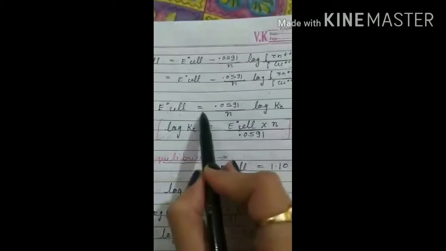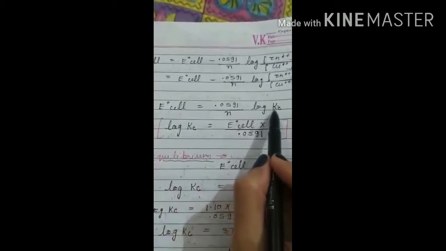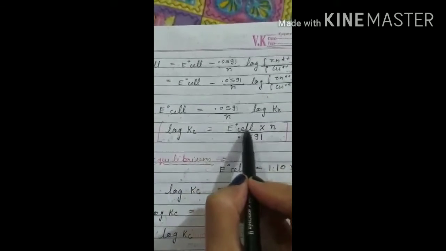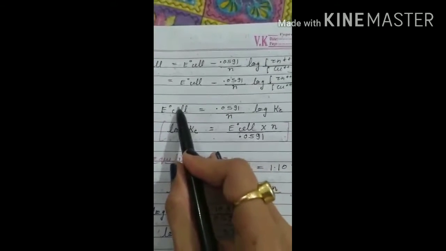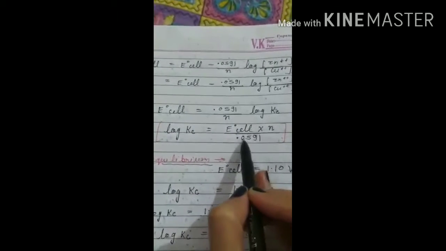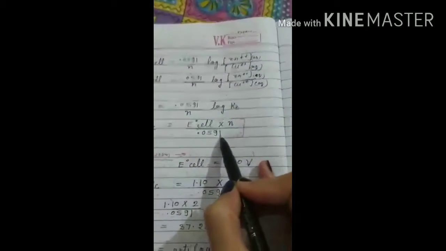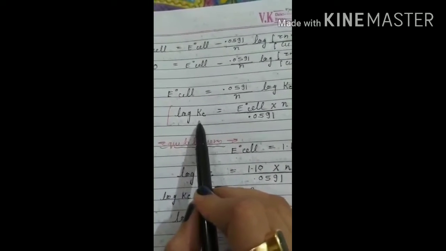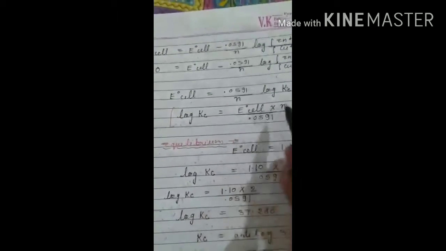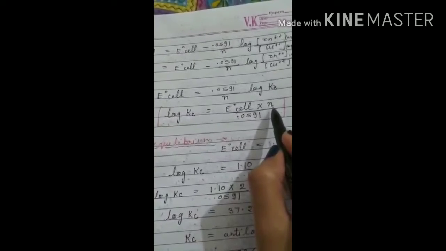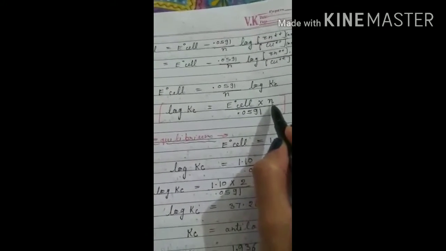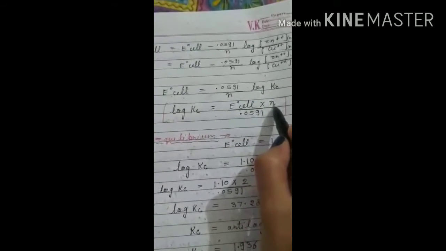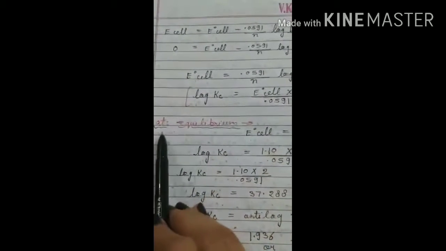If it should be multiplied by this term, we will get log Kc is equal to E naught cell multiplied by n and divided by 0.0591. So this is another form which shows the relation between the equilibrium constant and E naught cell. Depending upon the number of electrons exchanged, the value of n should be kept here.